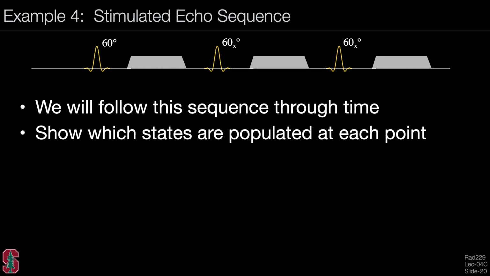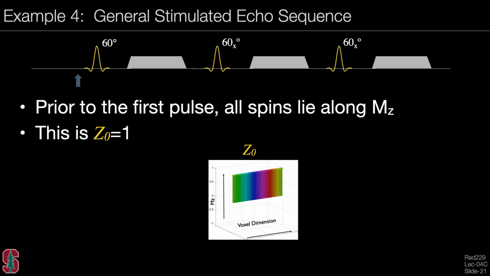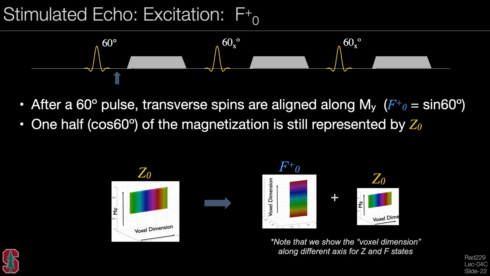So let's look at another example, again a stimulated echo sequence. We're going to follow the sequence through time, and we'll just look again at which states are populated at each point here. The point here is now the flip angle is not a 90-degree angle, it's a 60-degree angle. What we see here is we start with longitudinal magnetization. After the 60-degree pulse, the transverse spins are still aligned in an F plus 0 state, but we still have some residual longitudinal magnetization here.